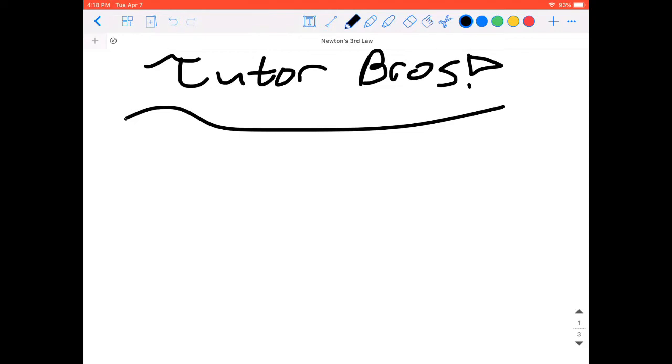And this time it's going to be on Newton's third law, which is a law that's commonly misunderstood, mainly because of the definition that we use. And yeah, I'm going to be trying to clarify everything.